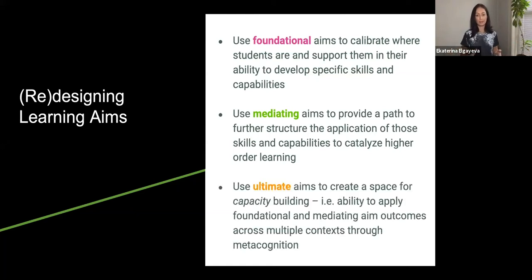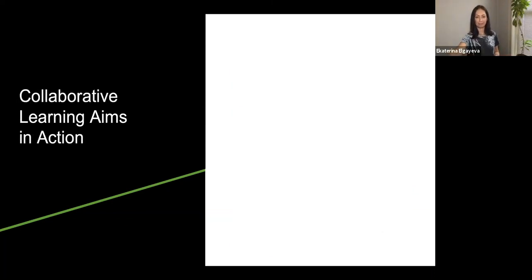Finally, ultimate aims. Use those to create the space for what I call capacity building. Now, this is slightly different from capability, and the reason for that is capacity is multi-contextual. Capacity can give us leverage across contexts. So it's not only in this particular situation that I can apply that which I learned, but in various contexts that I can apply that. So this is metacognition. For those of you on the line familiar with that term, that's how we get our students to really take away important things from our courses. That is our, hopefully, ultimate aim.